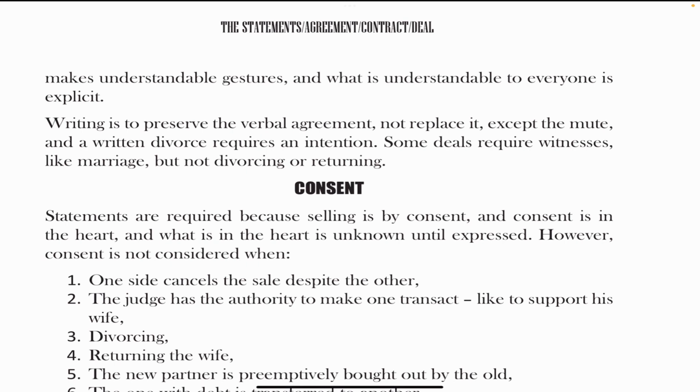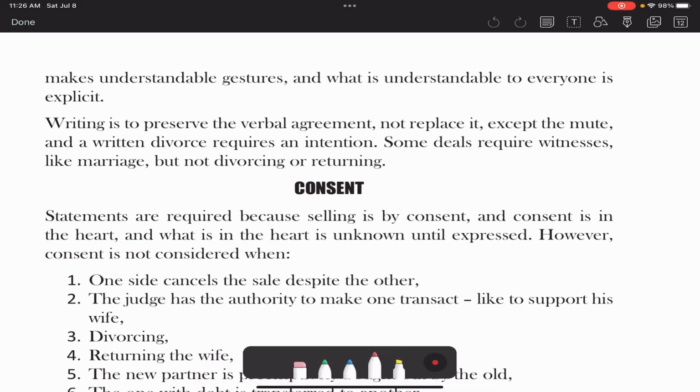Now, very important point here. What about writing? What about a written contract? Writing is to preserve the verbal agreement, not replace it. Very important. Perhaps a non-Muslim person would say, that's irresponsible. Because the meaning of this statement, writing is to preserve the verbal agreement, basically means verbal agreement has priority over written agreement.